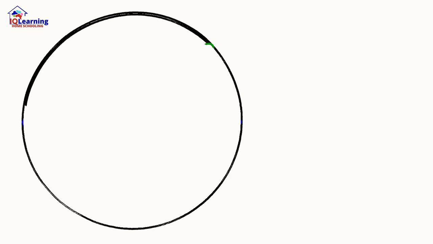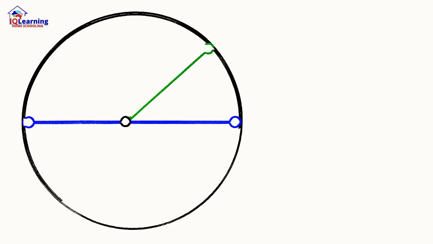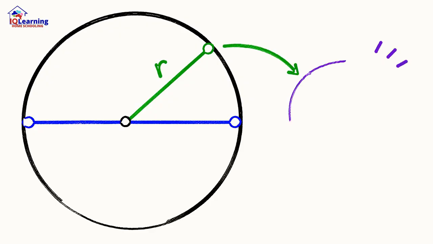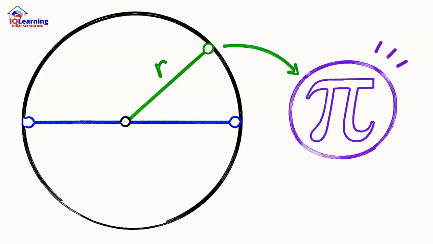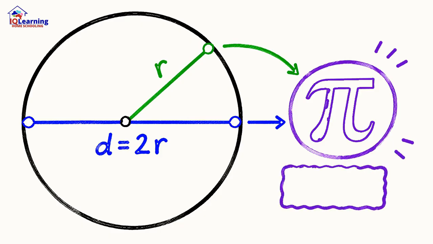Imagine the only shape with no corners and no straight lines, the circle. Its entire anatomy comes down to three key players: the radius, stretching from the center to the edge; diameter, which is simply two radii laid end to end across the middle; and the mysterious constant pi. Pi is the unchanging ratio, around 3.14, that links a circle's diameter to its boundary.